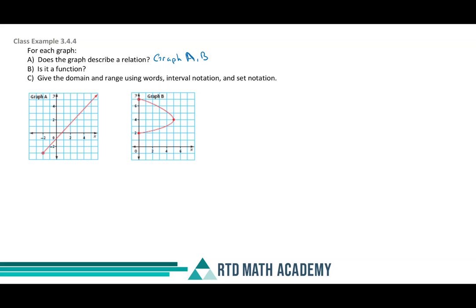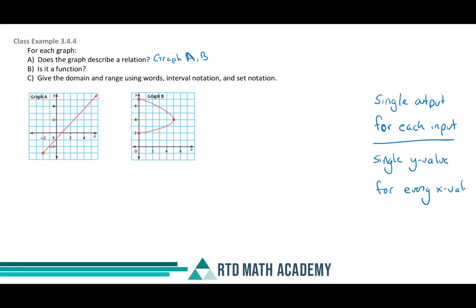Now, we said that a function is a special type of relation, and that special type of relation means that there's only going to be a single output for each input. We like to also say this could be a single y value for every x value. Sometimes we call this the vertical line test. I save that kind of till the end only because we don't always have a graph. So we don't even know if it's going to pass a vertical line test until we actually visualize it. So this last one I kind of leave to the end.